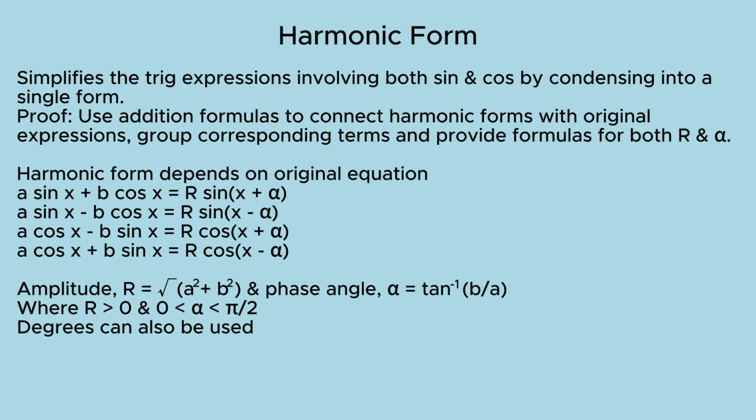And so after you find the proof, eventually you get amplitude r equal to the square root of a squared plus b squared, and phase angle alpha equals arctangent of b divided by a. And r must be more than 0, or to say positive, and alpha must be in between 0 and half a pi. Degrees can be used.